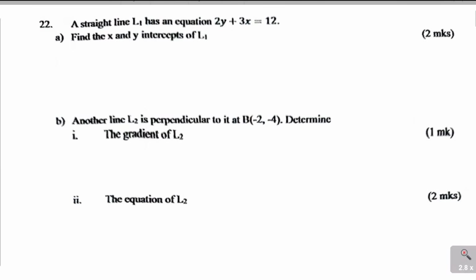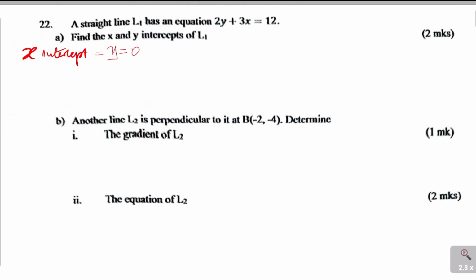Question 22. A straight line L1 has an equation 2y plus 3x is equal to 12. Part A, find the x and the y intercepts of line 1. So we start with the x-intercept. One thing that you're supposed to know is that at the x-intercept, the y-coordinate is equivalent to 0.